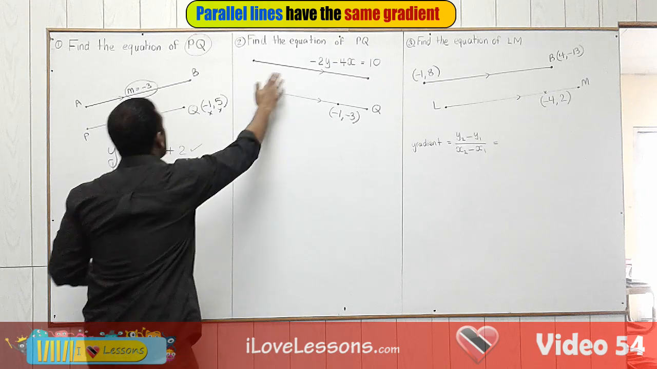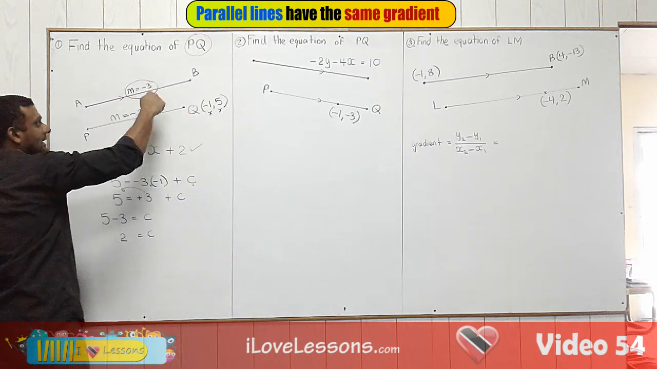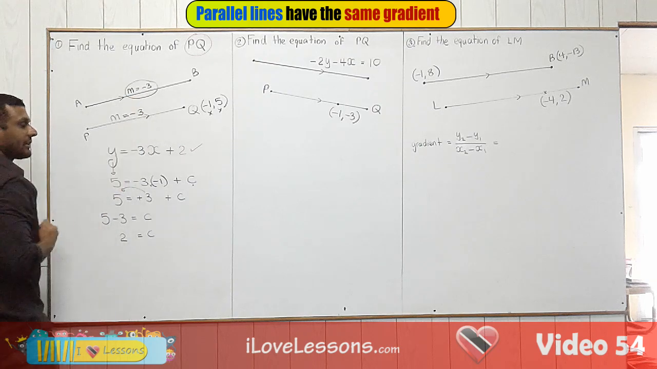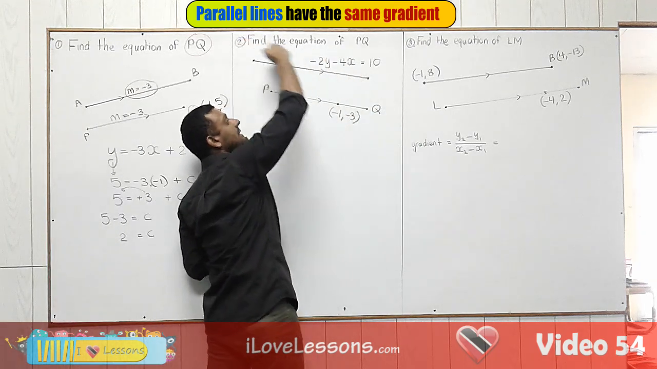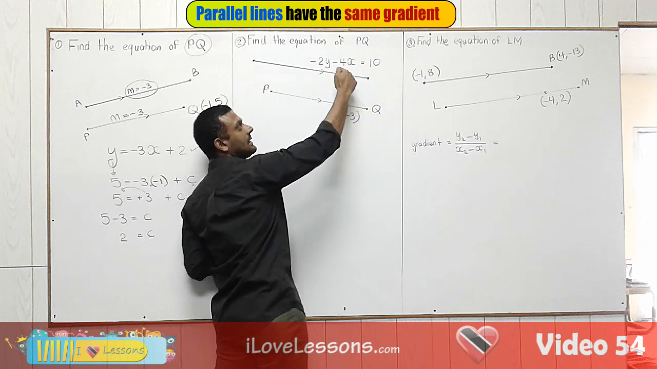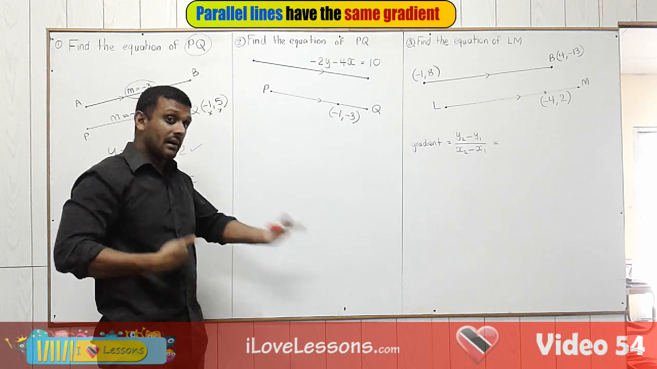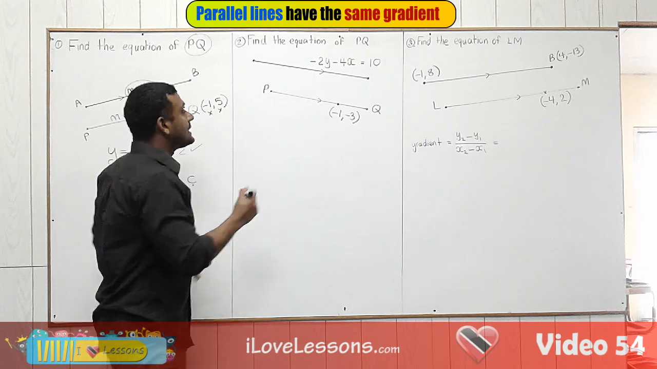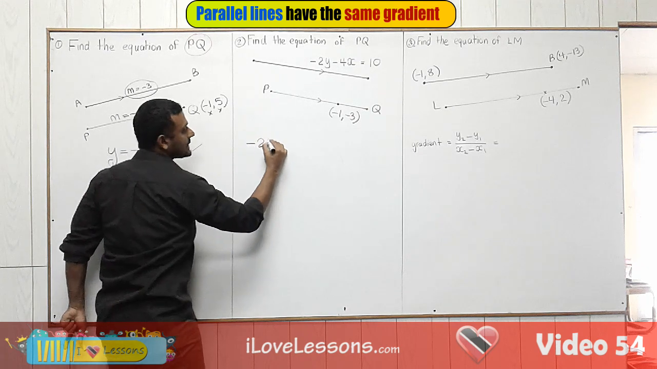So unlike this question, I gave you the gradient of this line straight off, and we just had to transfer the gradient. What's the gradient of this line? If we were to find out the gradient of this line, we just have to transfer its value downstairs because parallel lines have the same gradient. So, what's the gradient of this line? Let me write back the equation here.